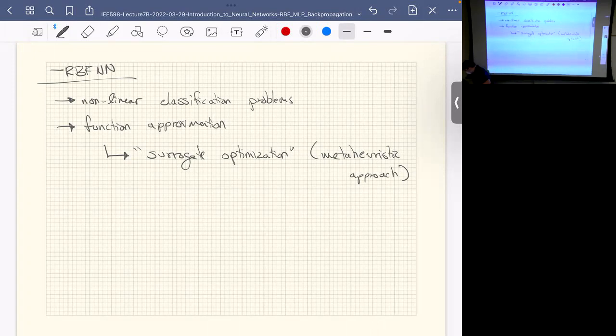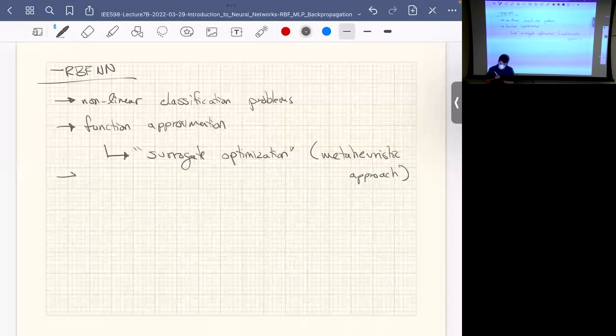And then there's a bunch of other similar things, like time series prediction.